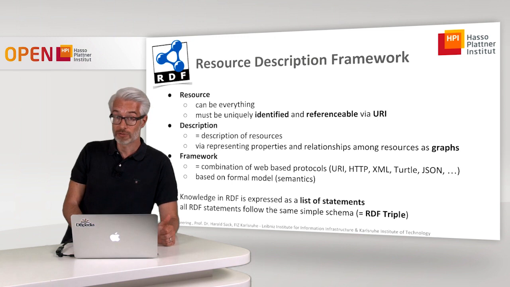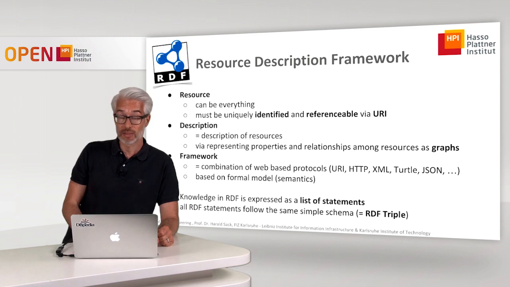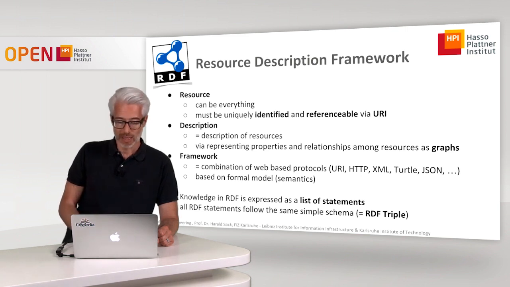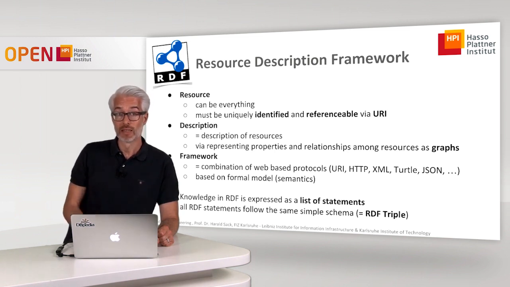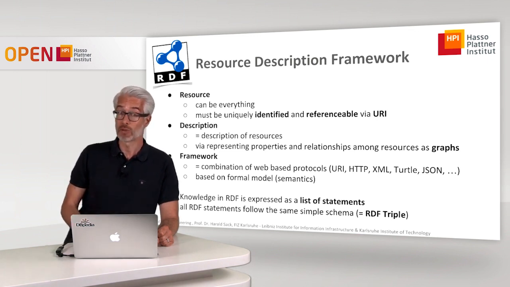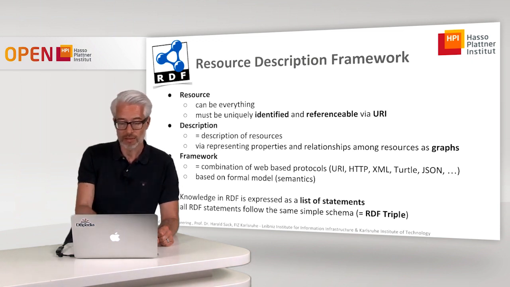So you use the URI for identification, you use HTTP for transporting messages and information, you can use XML, Turtle, JSON, or any other kind of serialization which is available for RDF. We will look into that deeper later on. And of course, to make sense of it, everything must be based on a formal model, and this is the semantics behind the framework. So knowledge in RDF is expressed as a list of statements, and all of these statements follow the same simple schema, the so-called RDF triples. As we have seen in the graph, this is threefold. We have a subject, we have a predicate, we have an object. And this forms in the end an RDF triple.